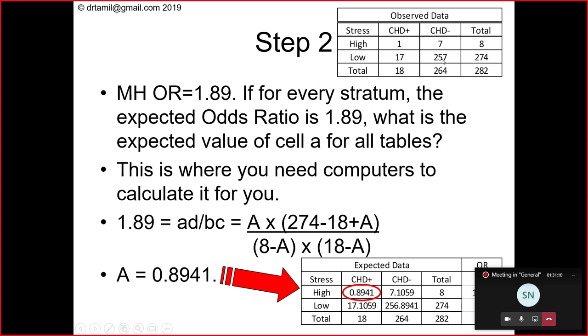Okay, 274 minus 18 plus A. Okay, minus 18 plus, why 18 plus A? To get this value. Okay, so that is how they come up with this formula. Doctor, it's not minus minus. Yeah. 274 minus 18 minus minus A. So, minus minus A becomes plus A.